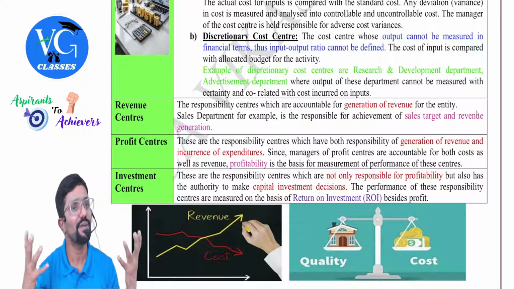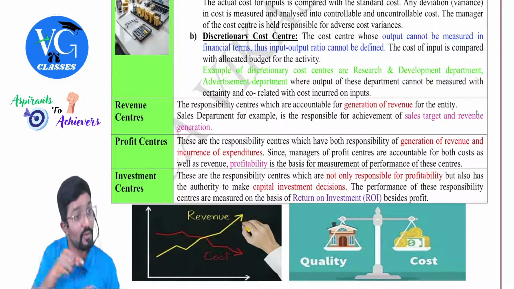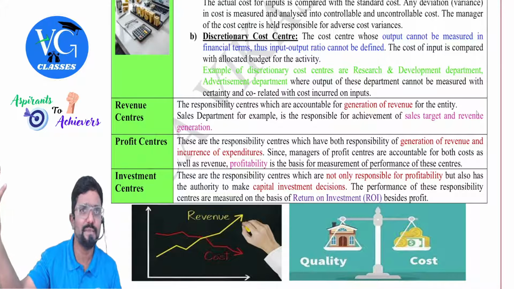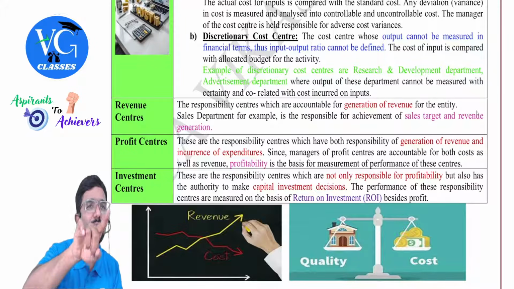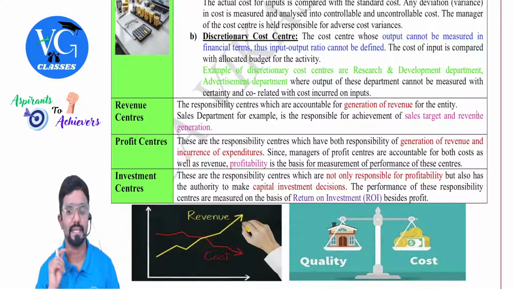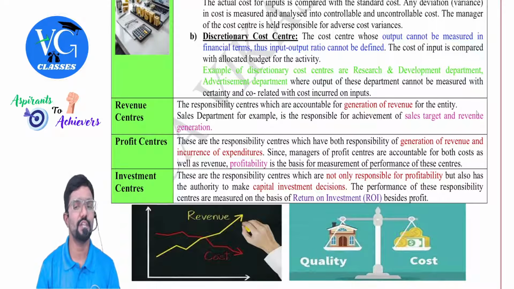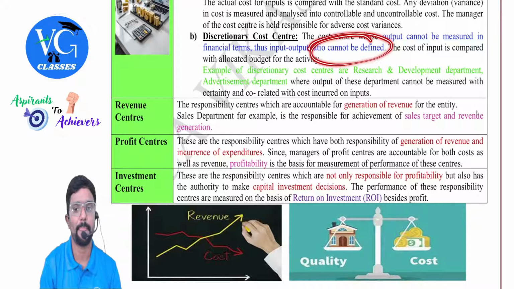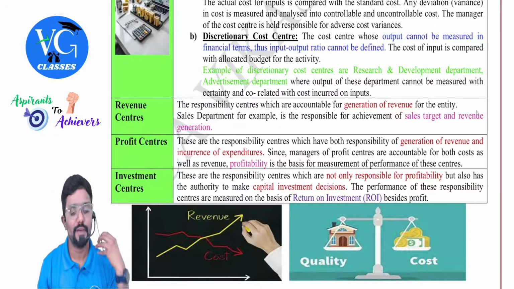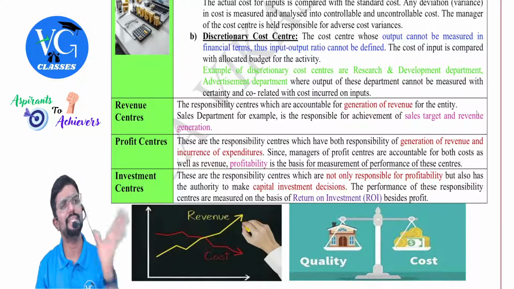But can I tell accurately how much sales we have got through this advertisement? Some companies will do estimation, but will it be an accurate number? No. Discretionary cost center: the cost center whose output cannot be measured in financial terms. Thus, the input output ratio cannot be defined. The cost of input is compared with the allocated budget for the activity. Means for these activities, normally a budget would be set.